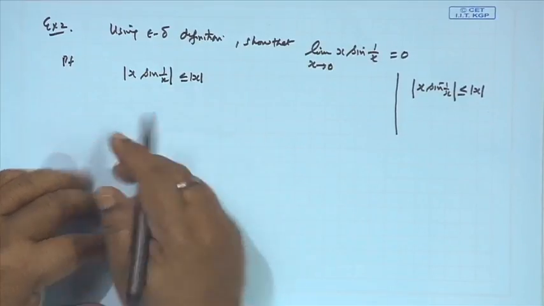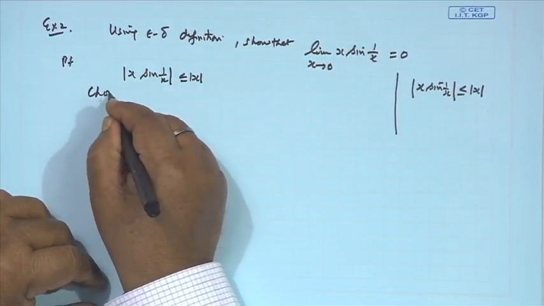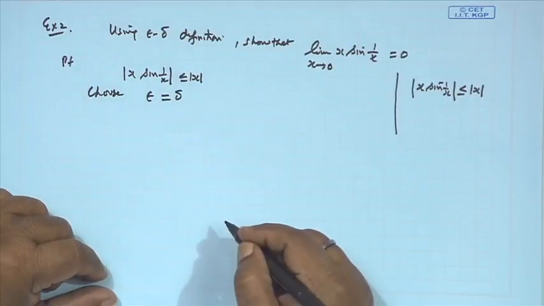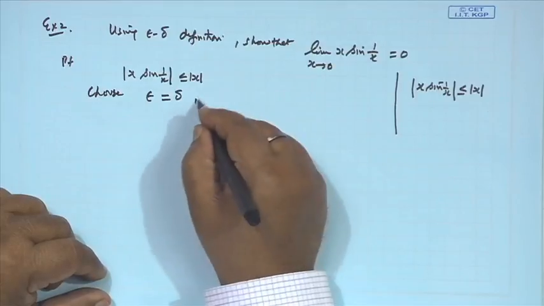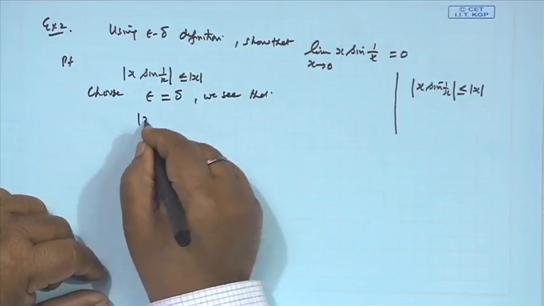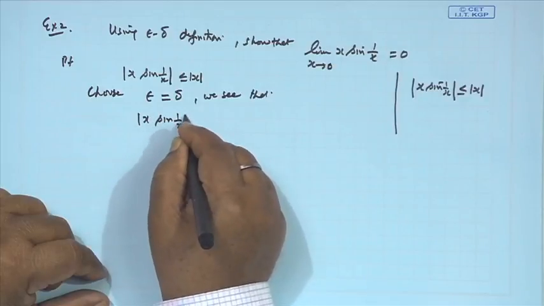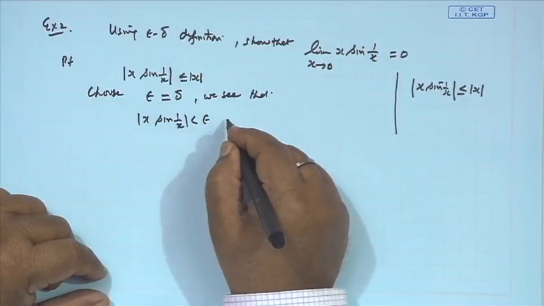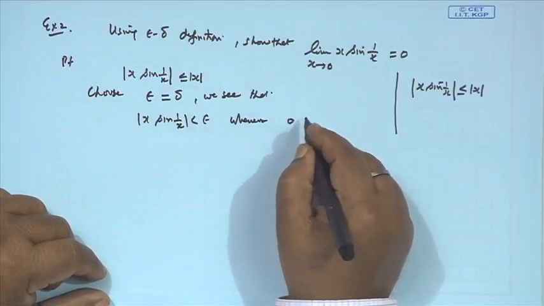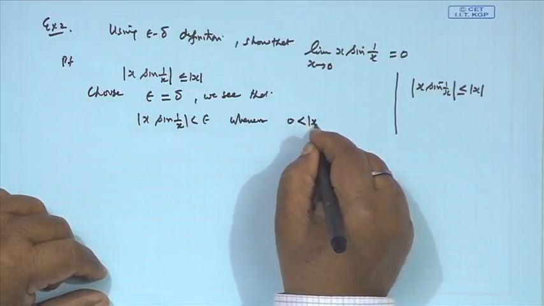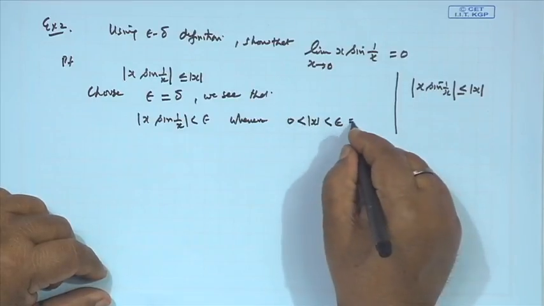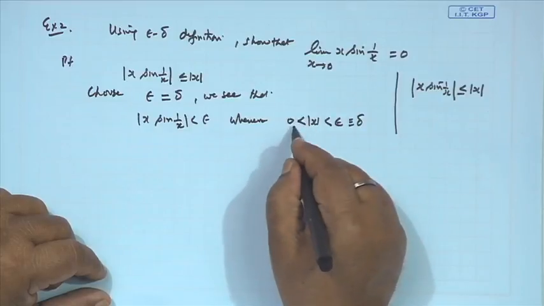Now, if we choose epsilon equal to delta, then we see that the modulus of x sin 1 by x can be made less than epsilon whenever 0 is less than mod x, which is less than delta. Of course, mod x greater than 0 has no meaning by itself.